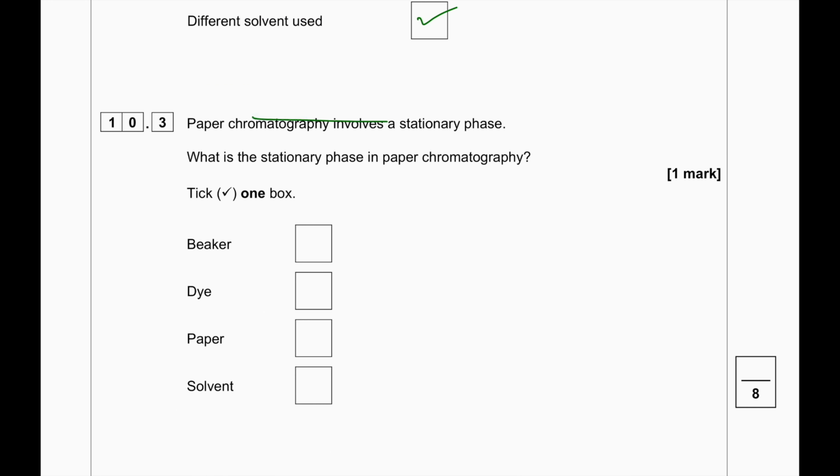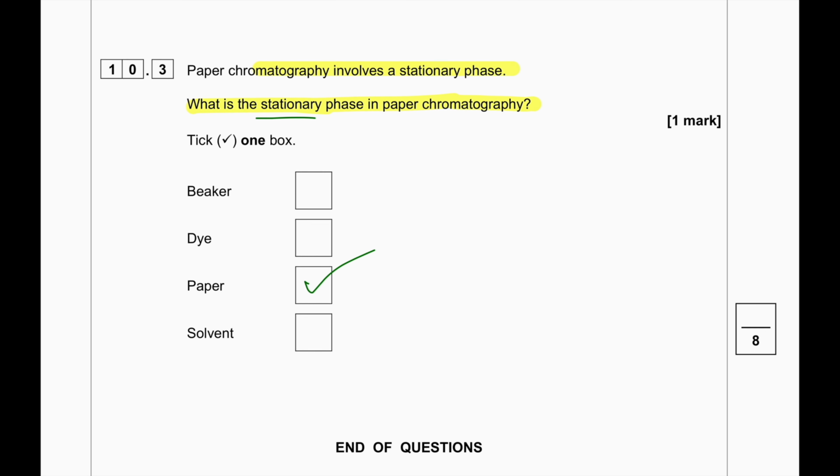Paper chromatography involves a stationary phase. What is the stationary phase in paper chromatography? Paper chromatography has a stationary phase which refers to the phase that is unable to move, which in this case is the paper. Guys, that's all for this particular question paper.